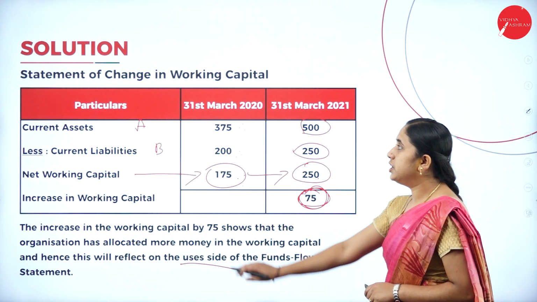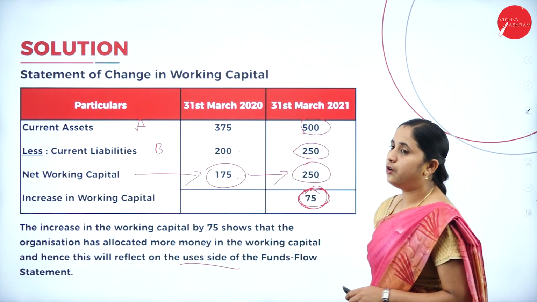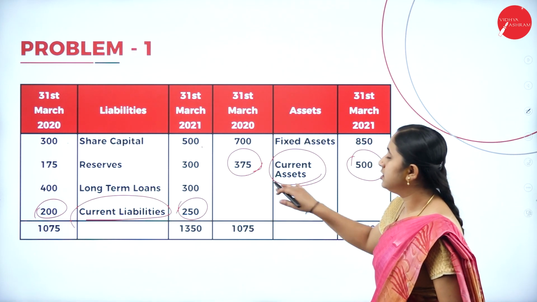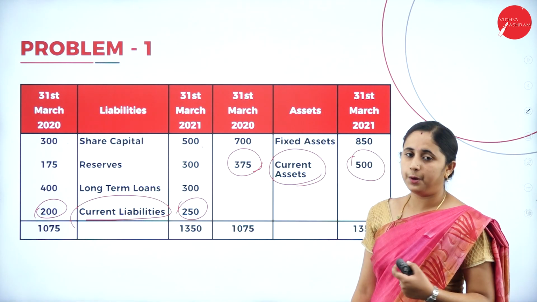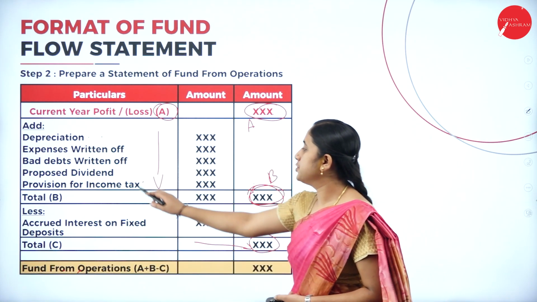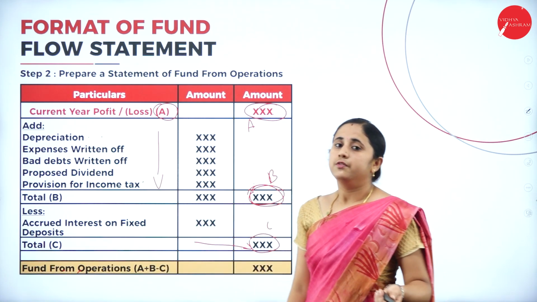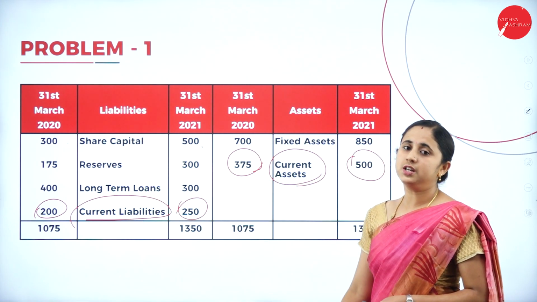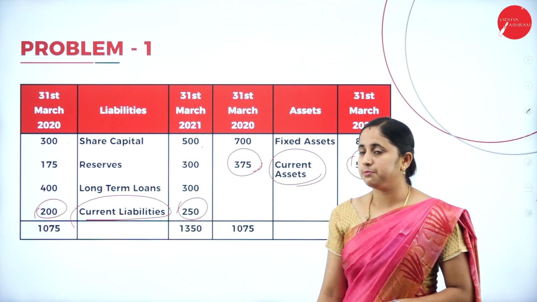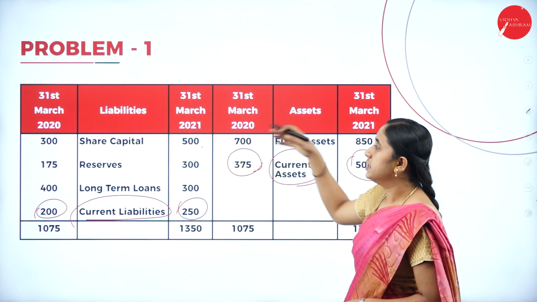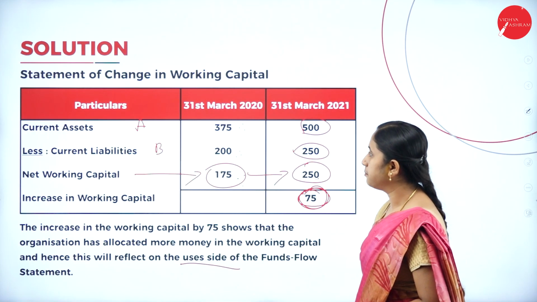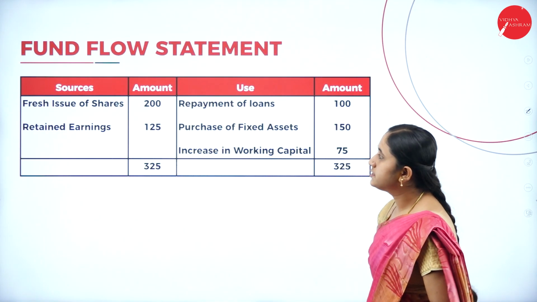Here, in order to calculate the statement of fund from operation, we don't have any information regarding depreciation, proposed dividend, expenses written off, bad debts written off, or provision for income tax. We don't have any such information in this problem, so directly we can prepare step 3, that is, the fund flow statement.